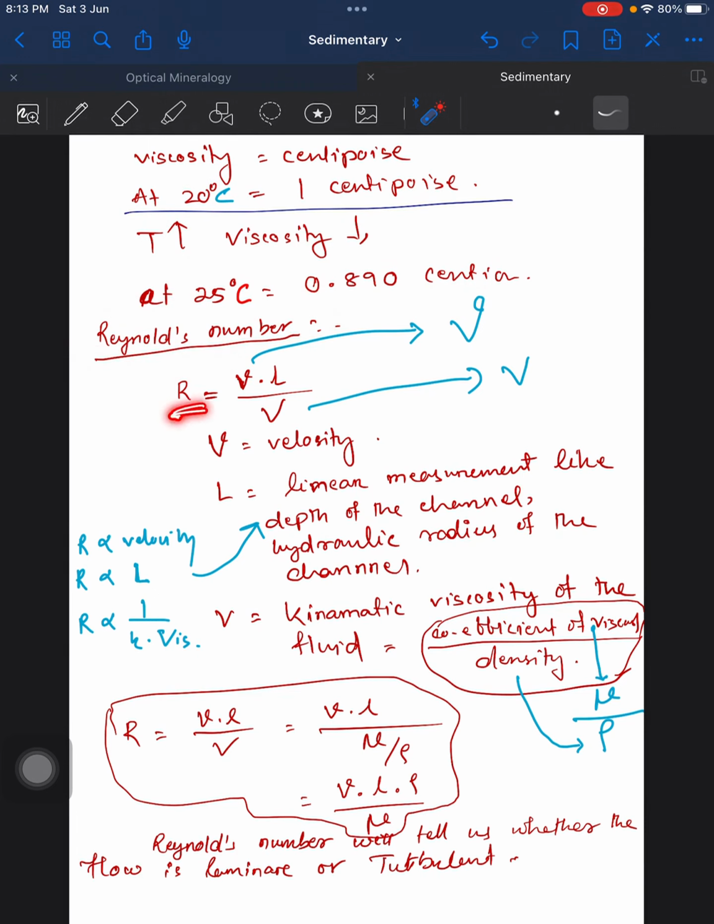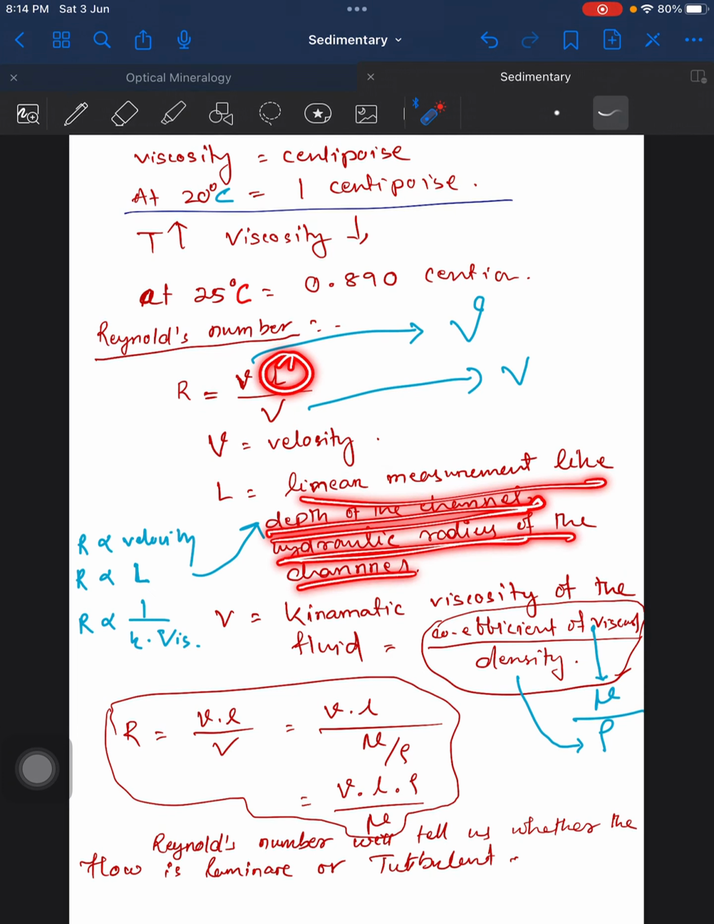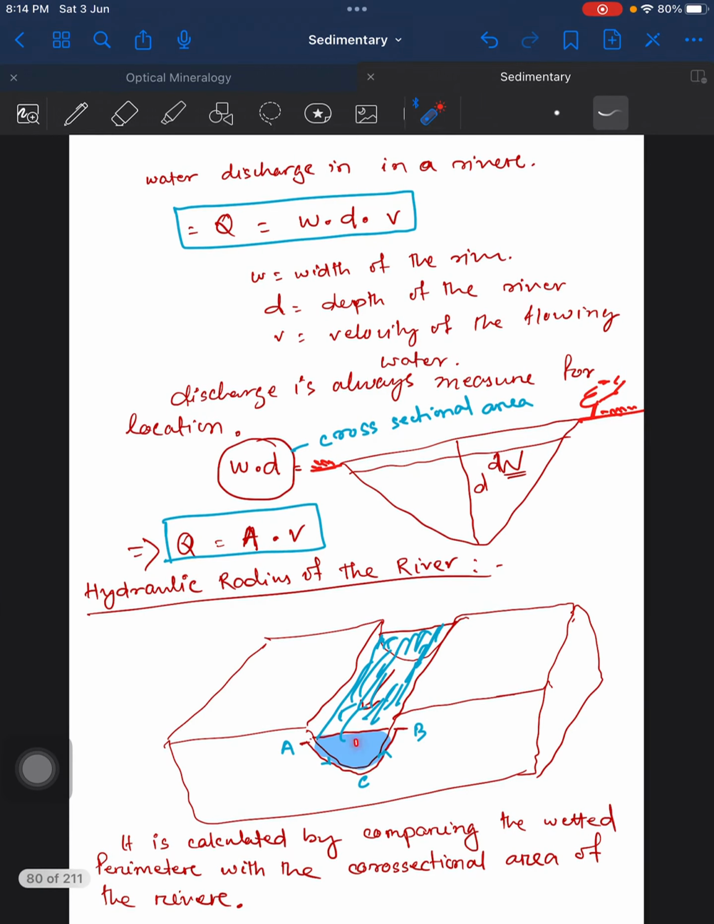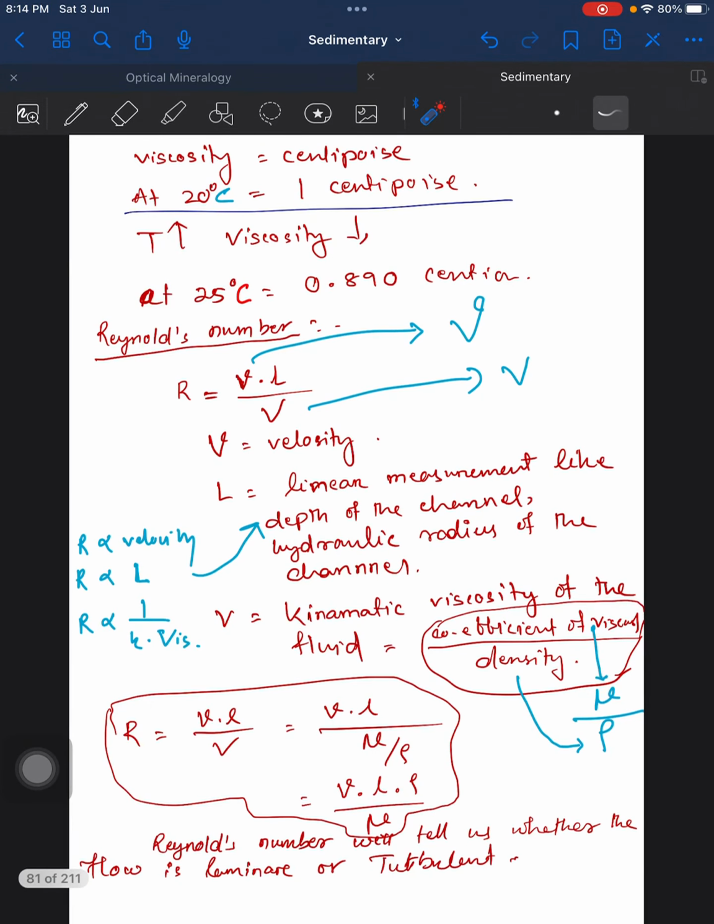This is Re = V L / ν. So here V is the velocity, and L is a linear measurement, like depth we can take, or we can take the hydraulic radius of the channel. So V L can be anything. And ν is the kinematic viscosity of the fluid.